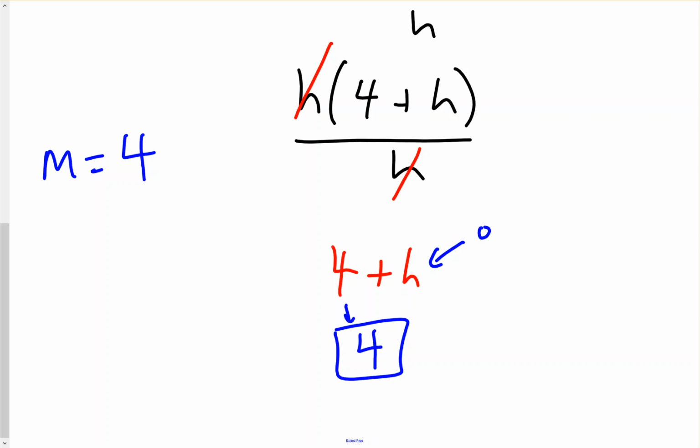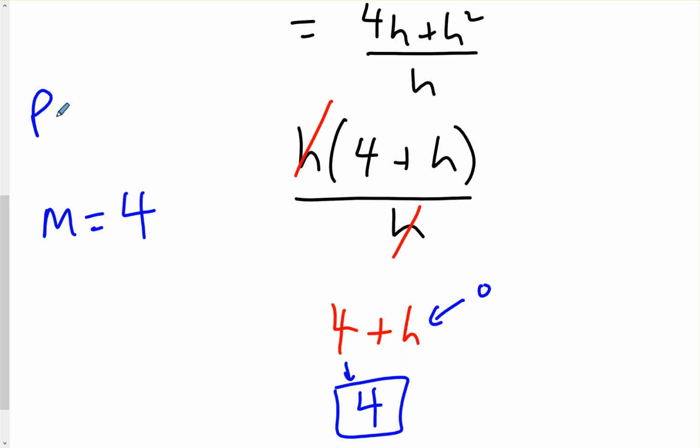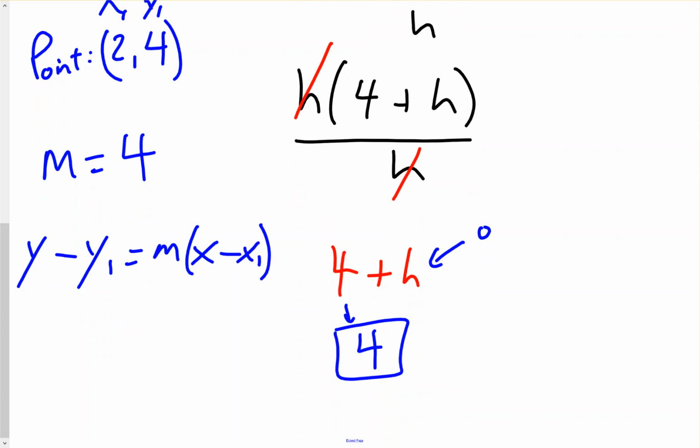And then to write an equation for the tangent line to the parabola, now we could use point slope form because we already have a point. We have the point 2, 4. So our point is 2, 4. This is like our x1 and our y1. And we have the point slope form, y minus y1 equals m times x minus x1. And so we could plug in y1, which is this 4. m is 4. x minus x1 is 2.